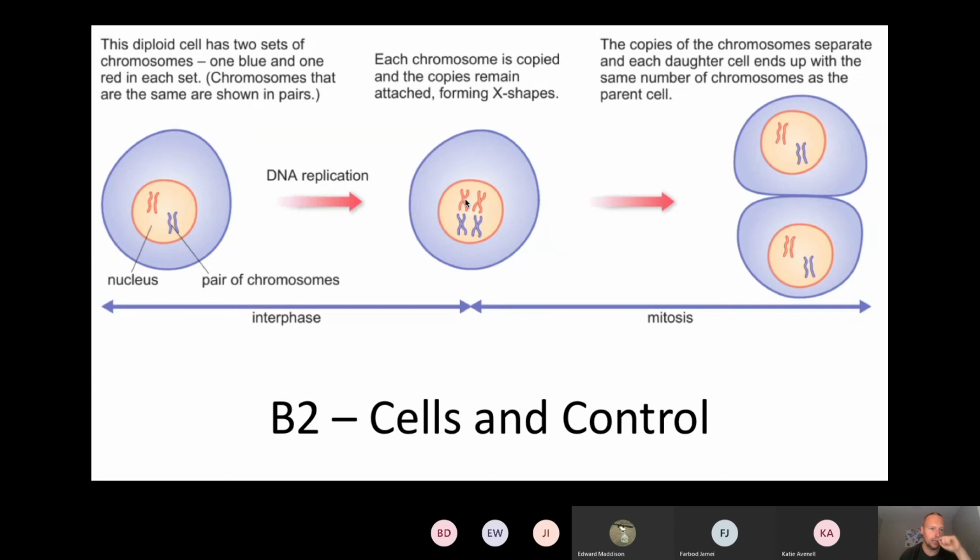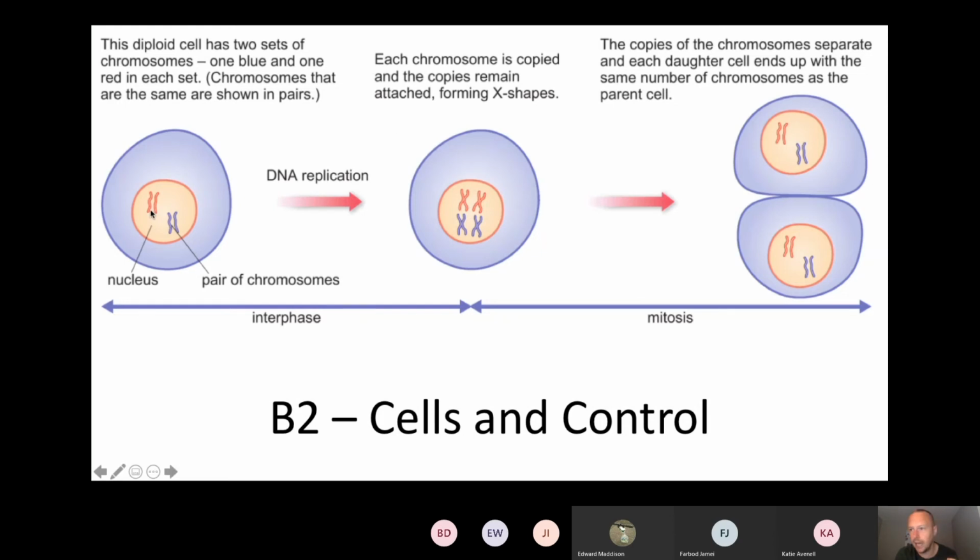Another thing that you need to know is that the cells are diploid at the start. They have pairs of chromosomes, so 23 pairs of chromosomes. And it makes two diploid cells that also have 23 pairs of chromosomes. So interphase is when cells are doing their normal job, but interphase also is where the DNA replicates. So you get 23 pairs of chromosomes in a cell, but that makes 23 double pairs of chromosomes.